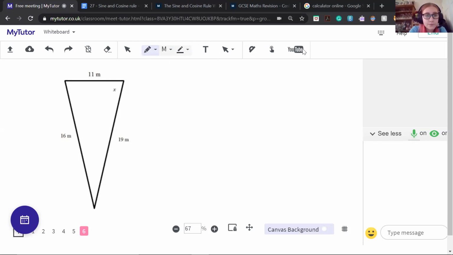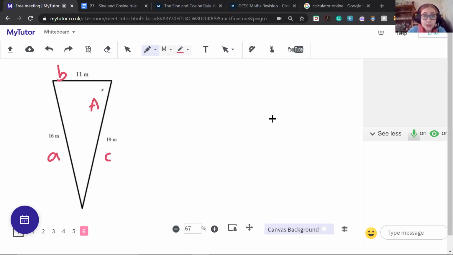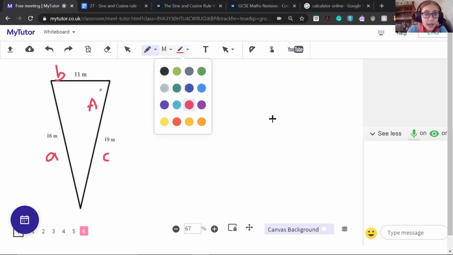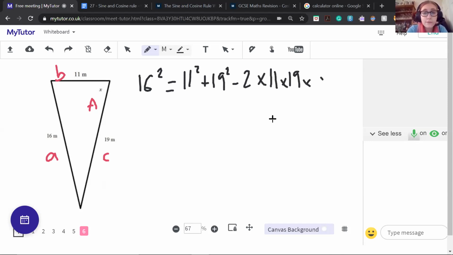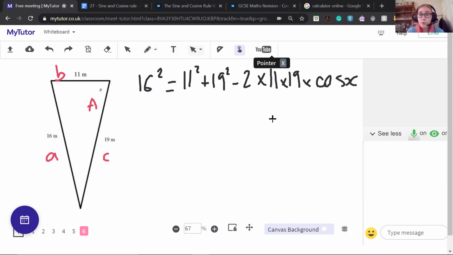So what we do is, for this one, I will label them again. So we see that this one's capital A, and these are just B and C, however we want them. And it's exactly the same. We're just going to write it out using what we have. So this time 16 squared, because that's a squared, equals b squared plus c squared minus 2bc cos A, and A here is x. So you see this is set out exactly the same as before, but instead of x being over here, it's the angle. But we're going to do the same thing.